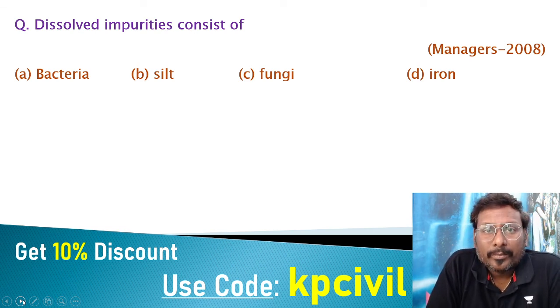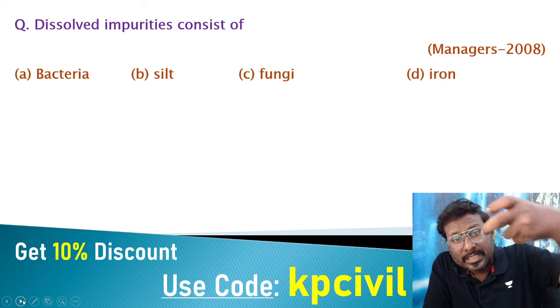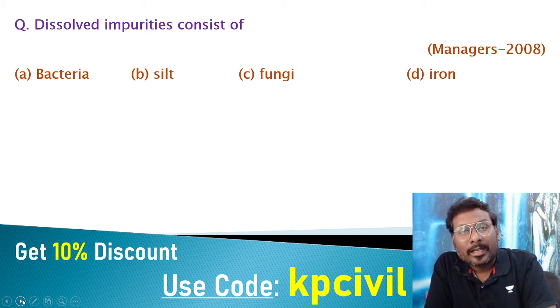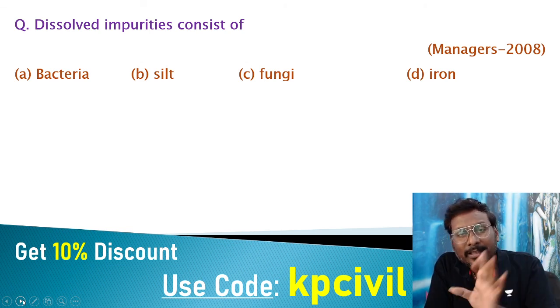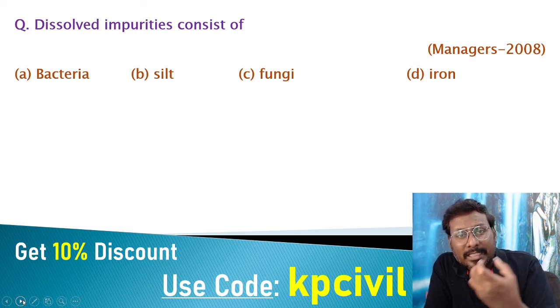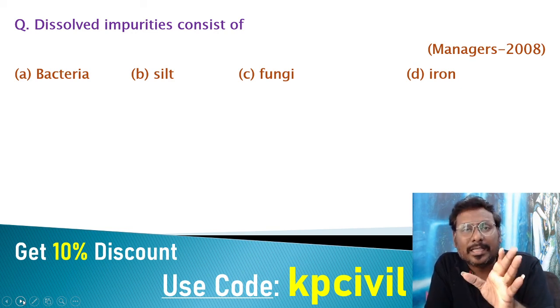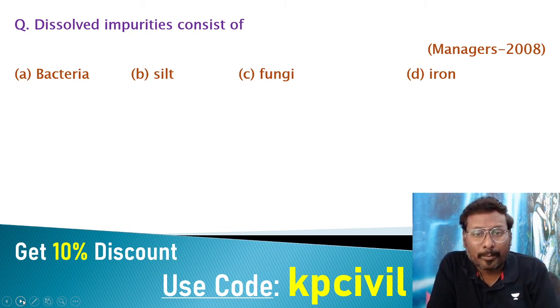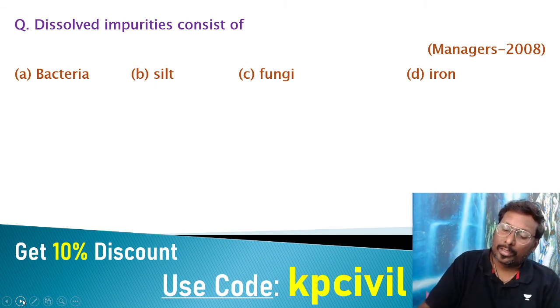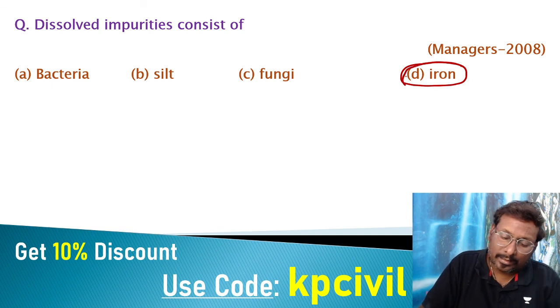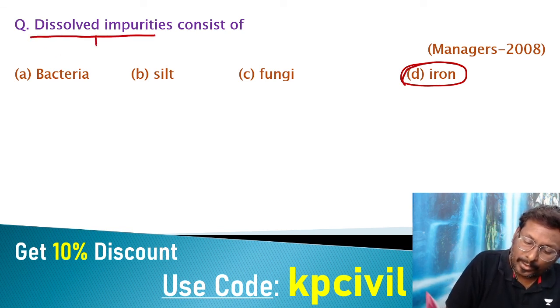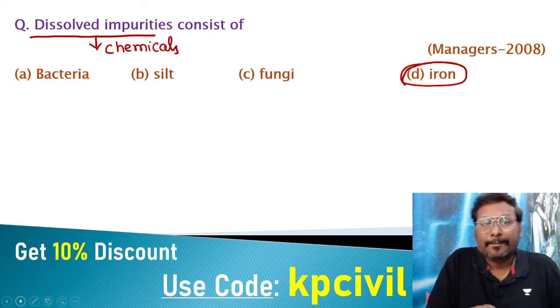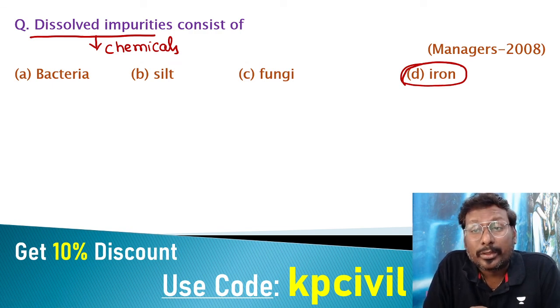Dissolved impurity. Dissolved means the impurity which is completely solubilized in water, completely solubilized and invisible in water. Bacteria is not an impurity that solubilizes. It's a microbiologically visible living organism which does not solubilize. Silt, fungi, same properties. Silt is a physical material. Fungi is a microorganism. Dissolved impurities are chemicals. So iron is a dissolved impurity.